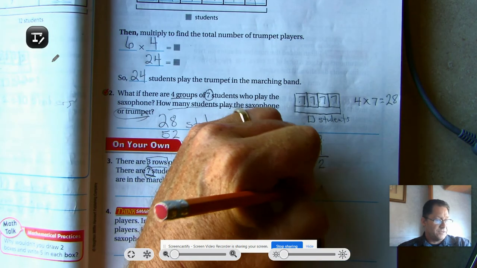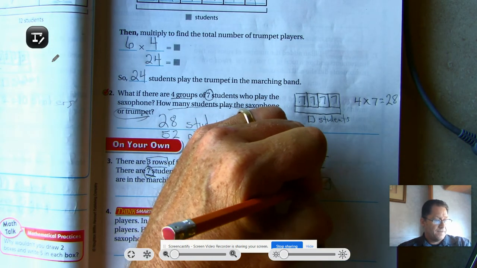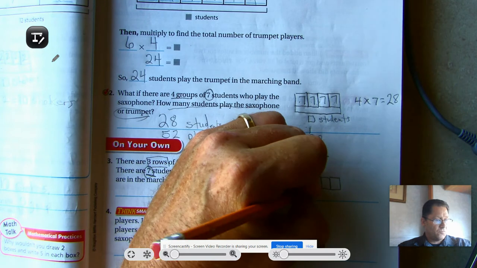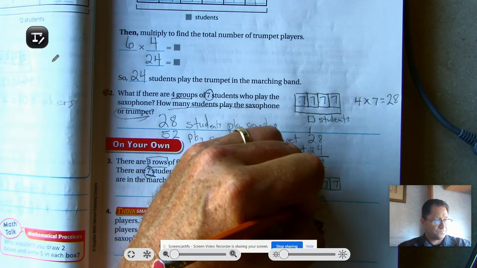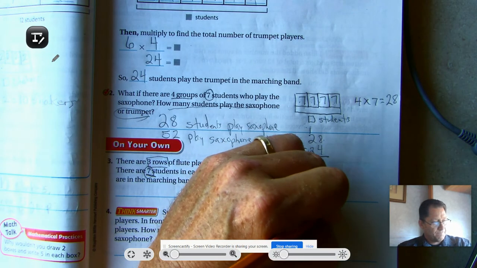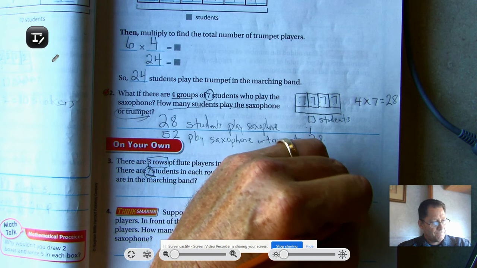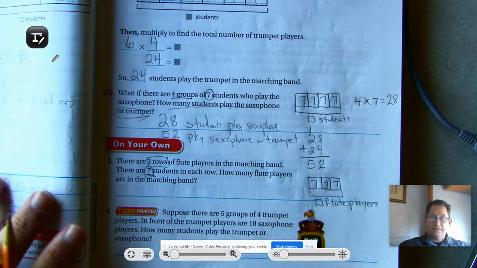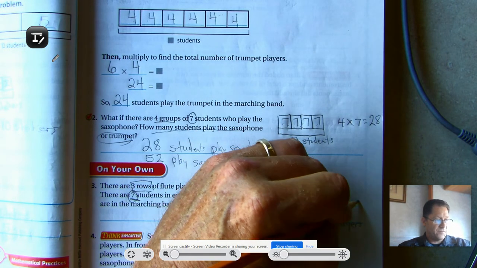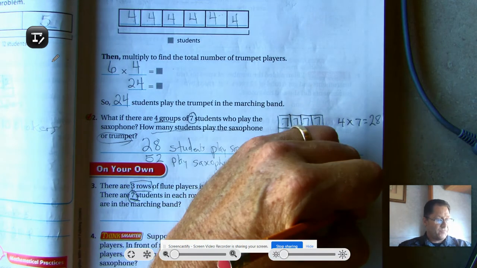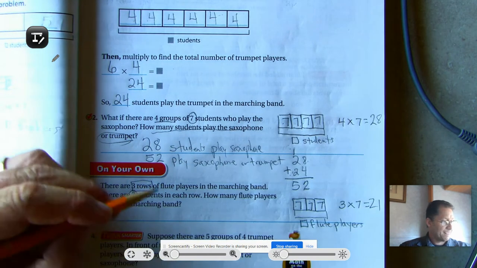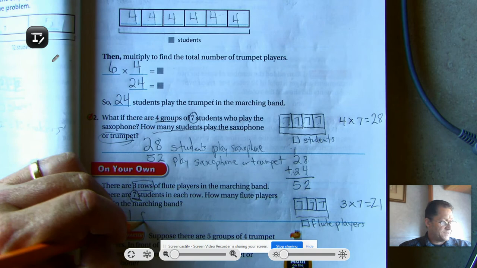So I can draw a bar model, and I'm going to draw 3 boxes to represent the 3 rows, and in each row we're going to put 7 students. Okay, since there's an equal amount in each group, I can convert that bar model into a multiplication problem of 3 times 7. 3 times 7, 7, 14, 21. There are 21 flute players.